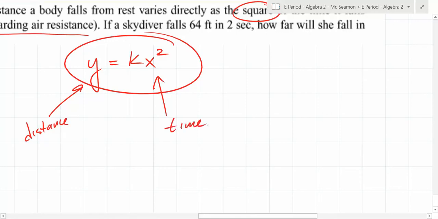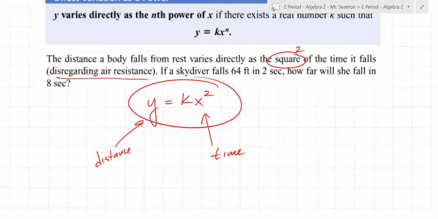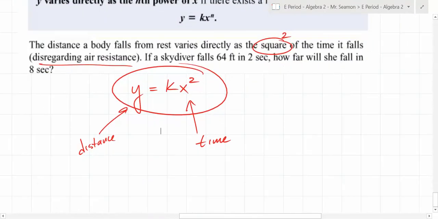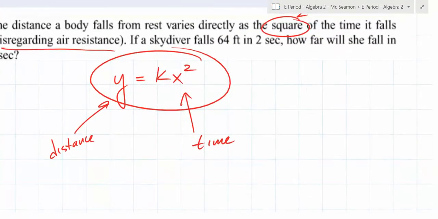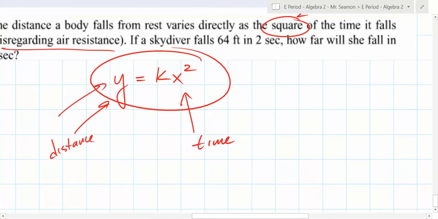Well, how do you know if time's either k or x? Because k is always a constant. It is never what you're solving for. You're always plugging in for y and x. You also know because of how it's written. It says that the distance a body falls varies directly. So whatever the first thing is, that's going to be the y value.